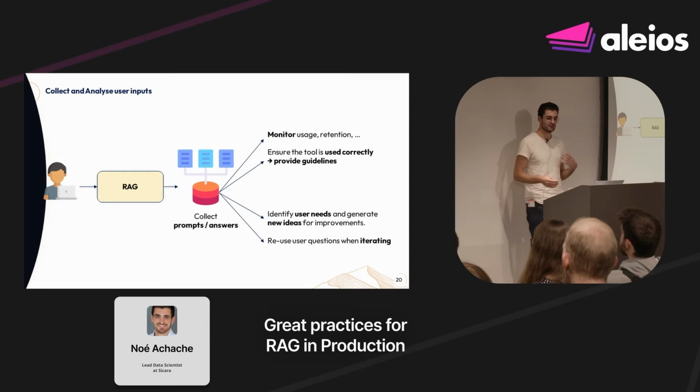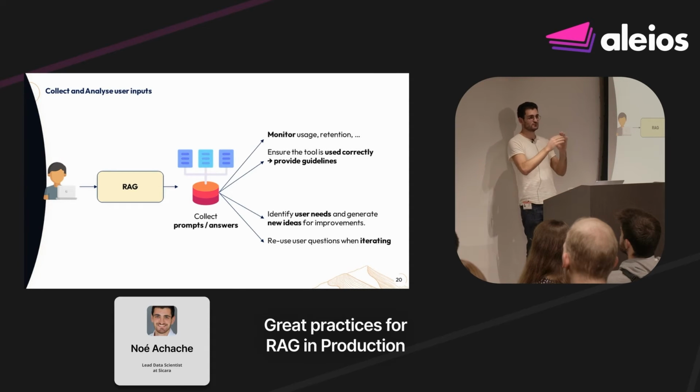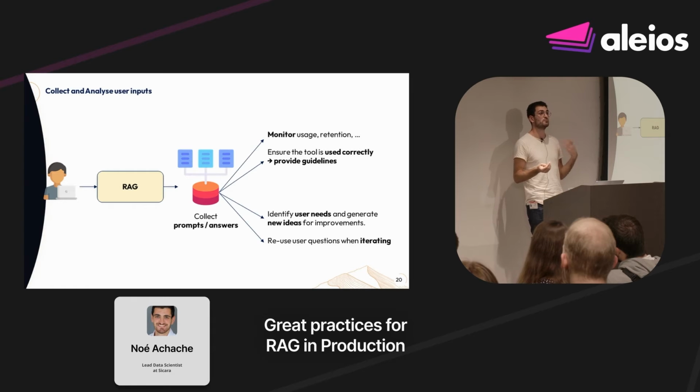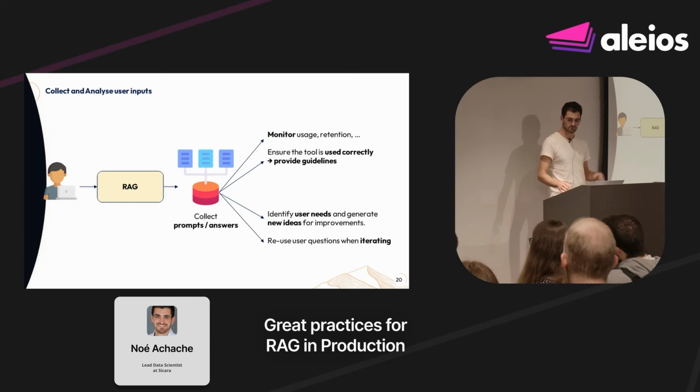Identify user needs and generate new ideas. For instance, we're a startup from the Theodo Group, which is split into a lot of startups, and each startup has its own workspace. What we found is that people were generally asking questions about their startups, so we made a simple filter in the vector database: when someone mentions Hikari or Aleos, it only returns documents from that startup.